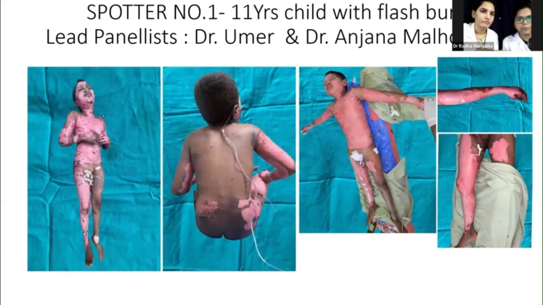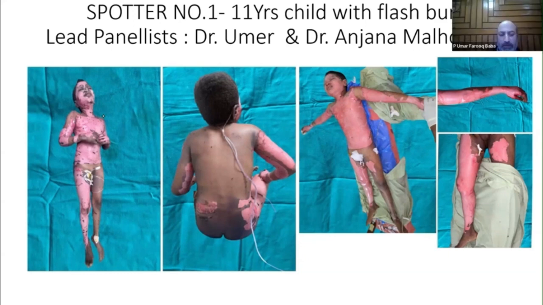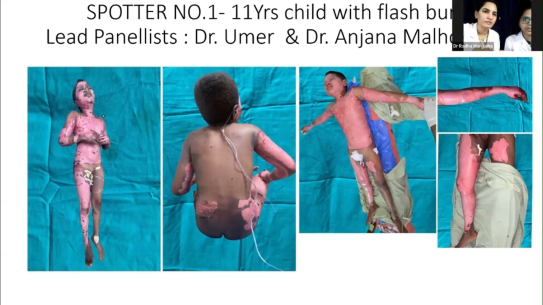What is the cause of the burn? What is the percentage? You calculate the percentage. You are seeing the front and back, and it's an 11-year-old child. Right lower limb, posterior aspect also involved. Left lower limb, no burns, except that small patch. What is the percentage now? 54%. Around 55, approximately 60%.